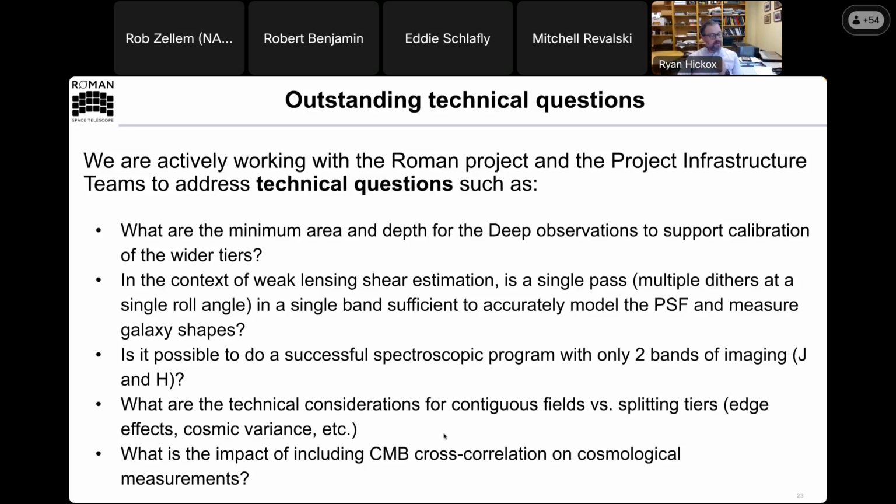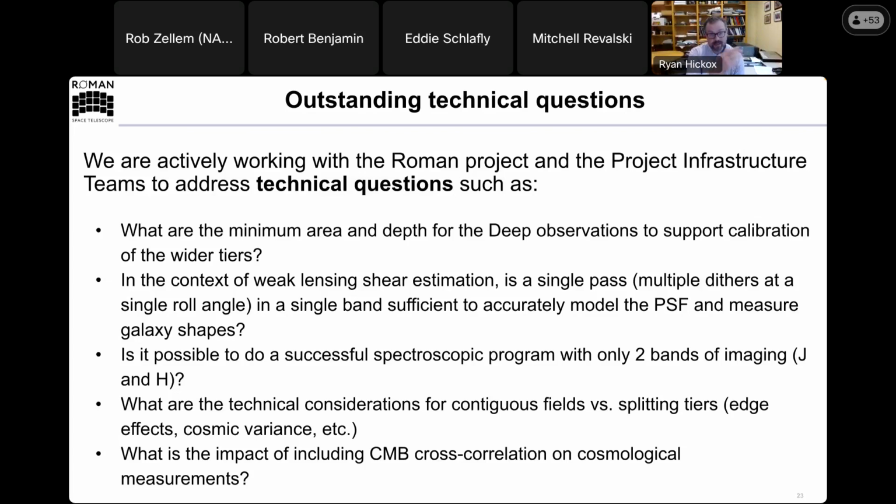What are the technical considerations for contiguous fields versus splitting tiers? So, we talked about a deep field going in multiple places, but the other tiers could also be, not necessarily contiguous. And there are things like edge effects, cosmic variance, also issues of scheduling that may make it easier to actually split things up like that. And so we need to look at those details.